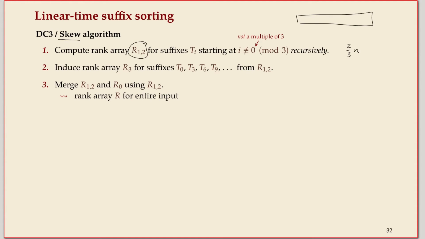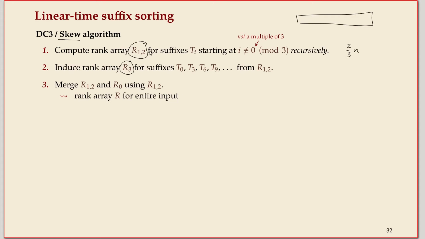Now the tougher steps, the ones that actually do something, are 2 and 3. So let's look at number 2. Step 2 says if we have R12, the ranks of those suffixes that don't start at a multiple of 3, we can actually from that induce the rank array R3, which only contains those starting at multiples of 3. So all the other ones. And the trick will be we can do this in linear time using what we found for R12.